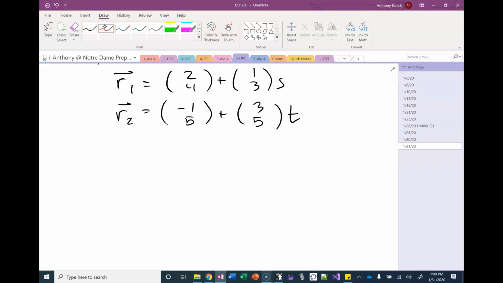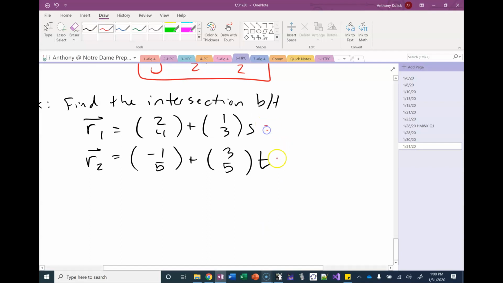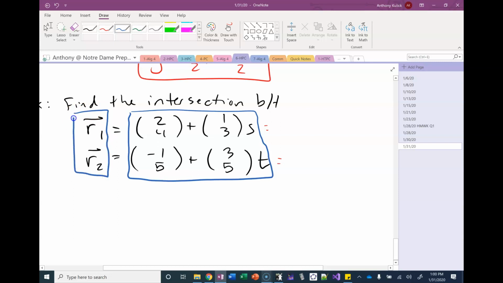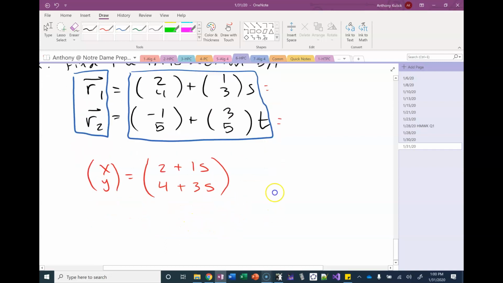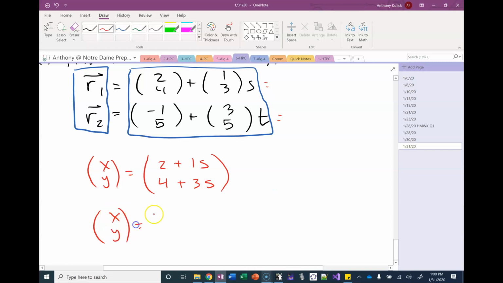Okay. So the first thing that we want to do here is I'm going to simplify this part, and I'm going to rewrite these vectors in a component form. Everybody okay with what I did there?